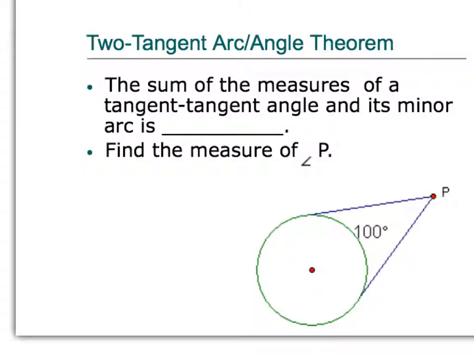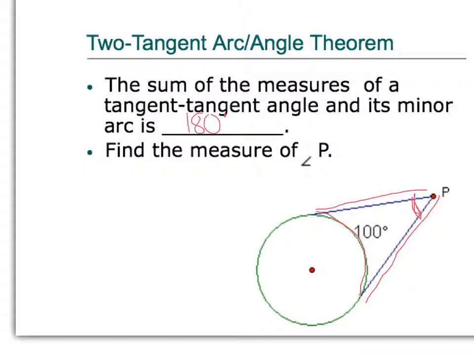So there's this cool theorem in our book called the two-tangent arc angle theorem, and I'll show you how it works in just a minute. This says the sum of the measures of a tangent-tangent angle, my angle out here, angle P, which we call the tangent-tangent angle because it's made by two tangents, and its minor arc, the smaller one, is supposed to be, and always will be, 180 degrees. This fast piece of information is going to come in really handy throughout the rest of this chapter. I'll show you why this works, though.